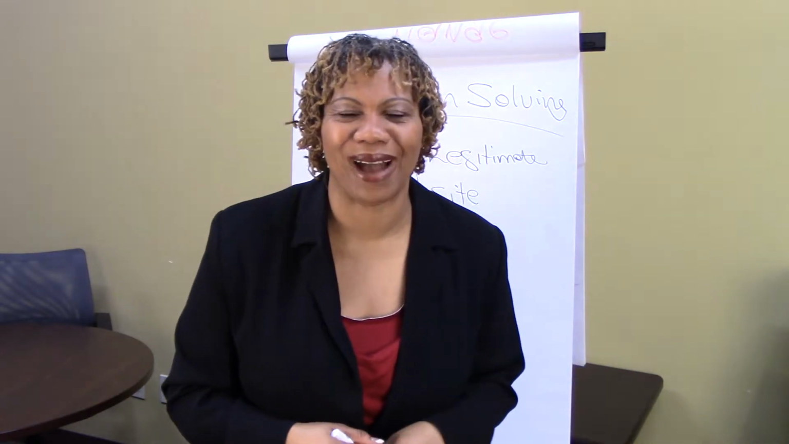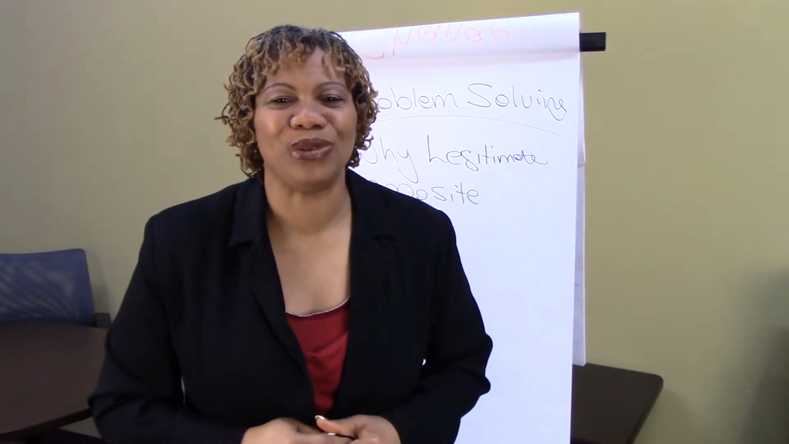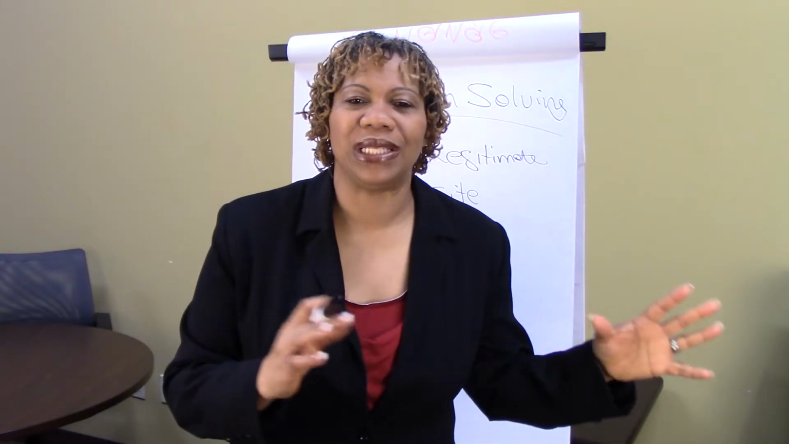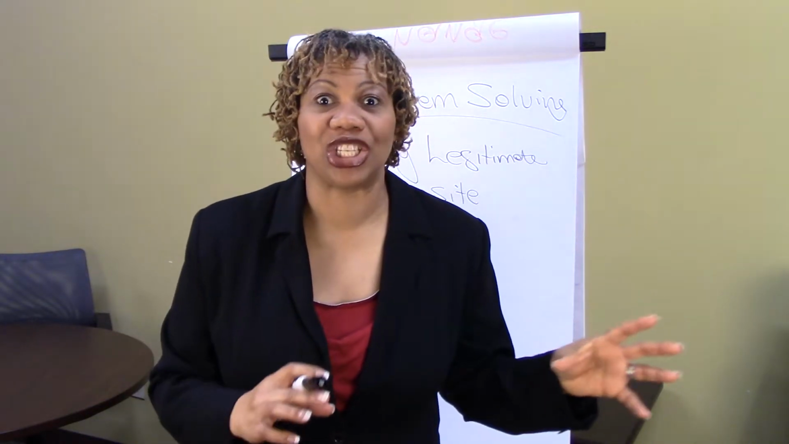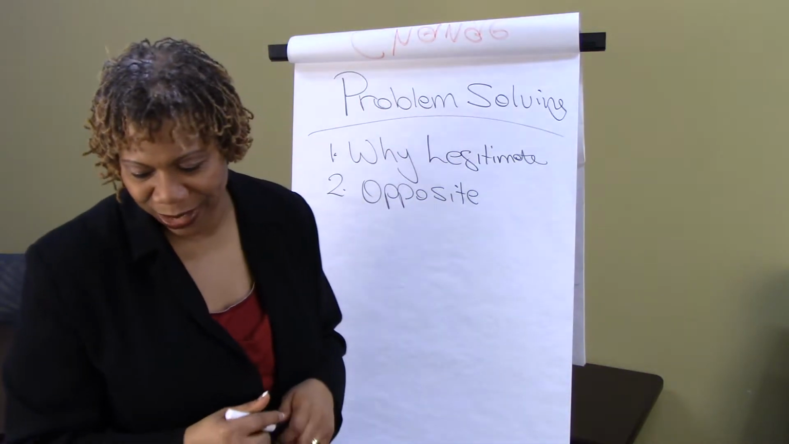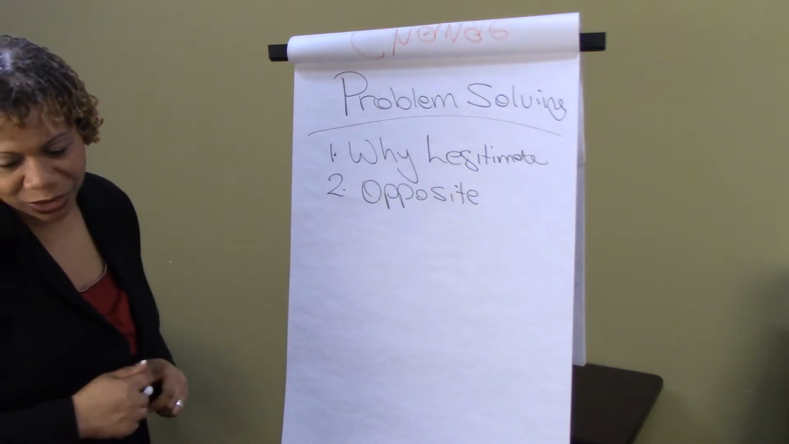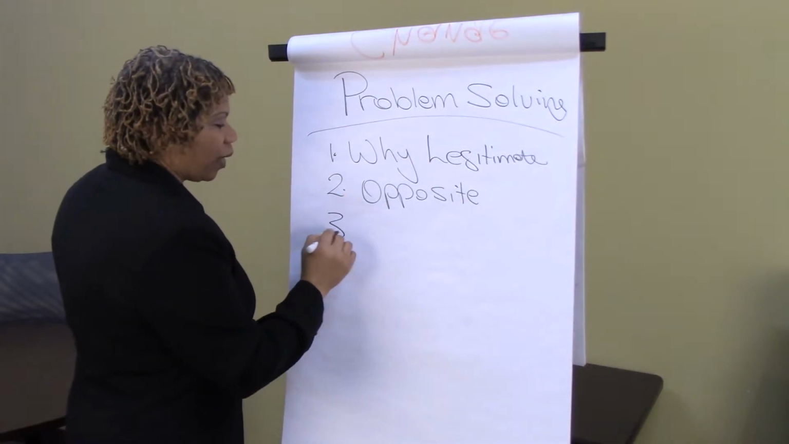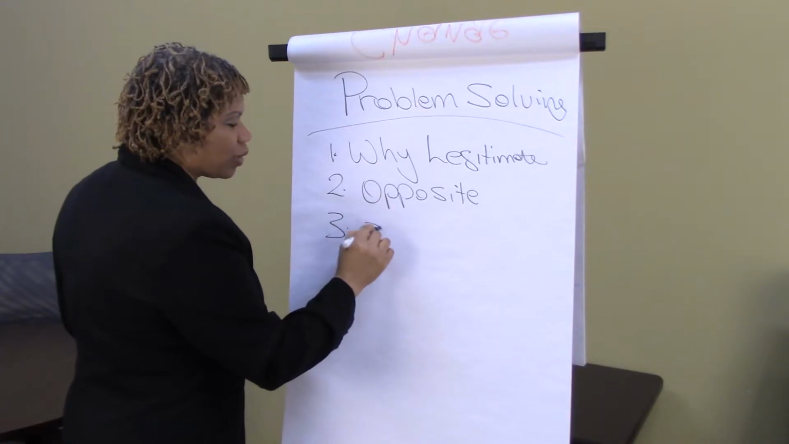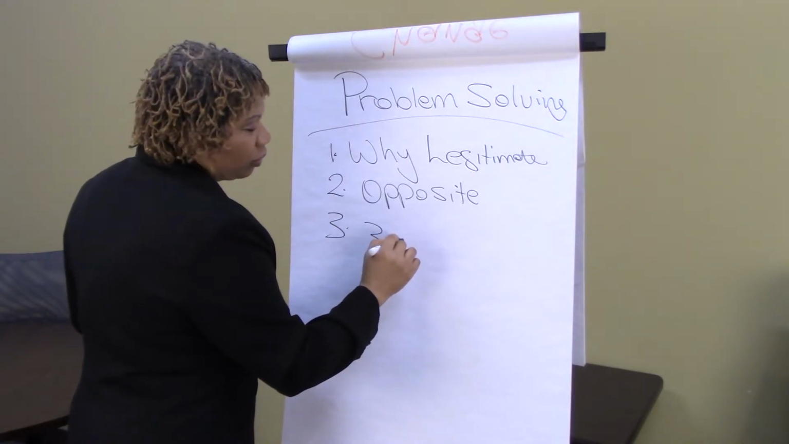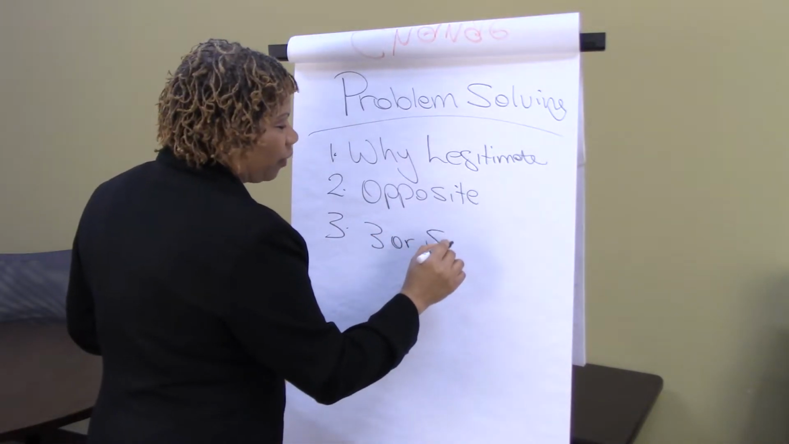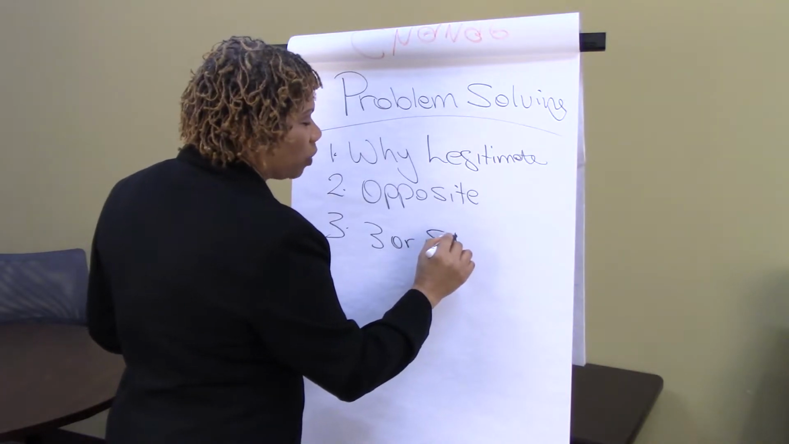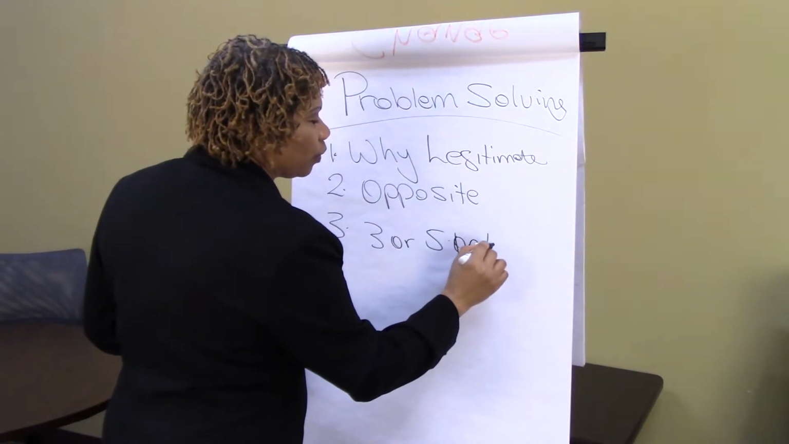What is it you would have? What would be the opposite? What would you transfer that for, or what would you exchange it for? Ask yourself that question. Then of course, you're going to ask yourself to come up with 3 or 4 options. I sometimes do 5. So 3 to 5 options or solutions.